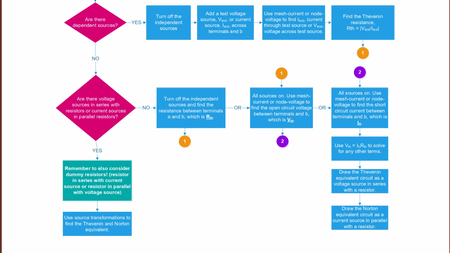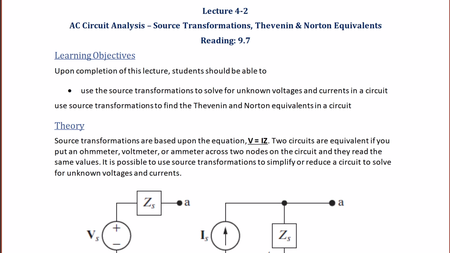Okay, let's take a look at what this looks like for AC circuit analysis. Lecture 4.2, AC circuit analysis, source transformations, Thevenin and Norton equivalents. You should be reading section 9.7 of your textbook. Upon completion of this lecture, students should be able to use source transformations to solve for unknown voltages and currents in a circuit, and also to find the Thevenin and Norton equivalent of a circuit.